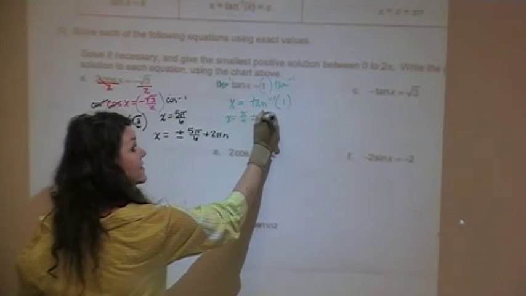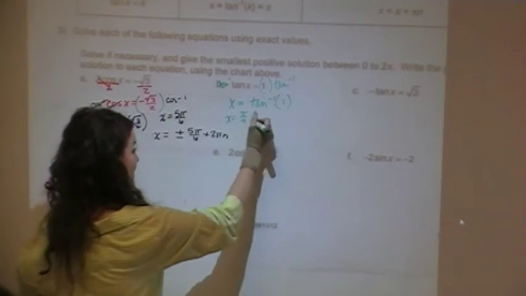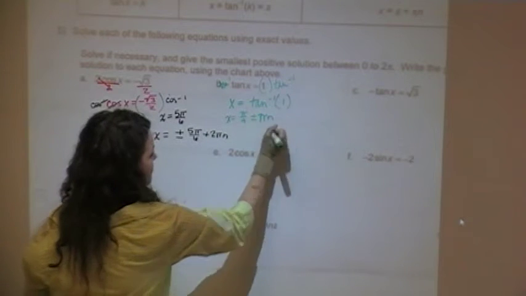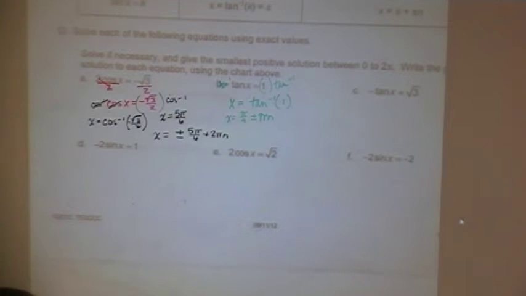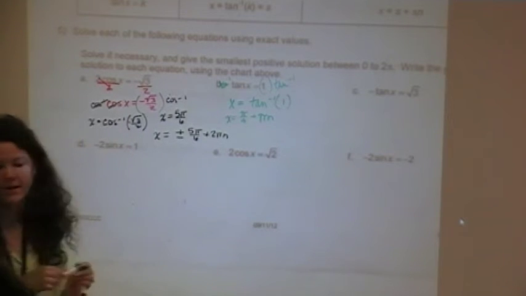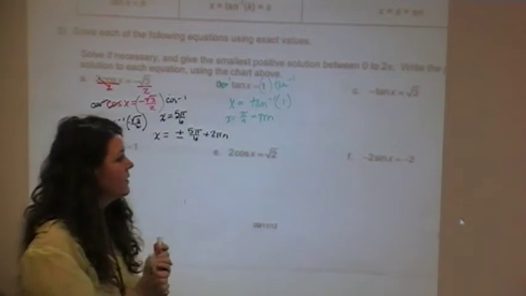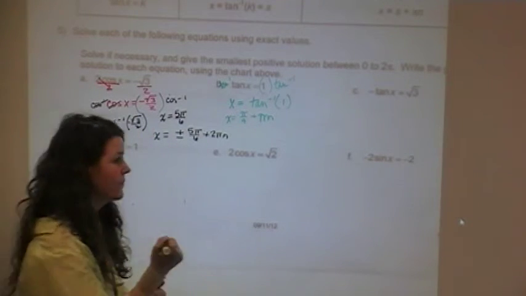Plus or minus pi n, because remember, the period for tangent is only pi. Wait, so is it plus or is it just plus? Plus or minus pi n. Actually, I could just do plus, I guess, because my n can be negative. So it's more positive solution. Okay, next.